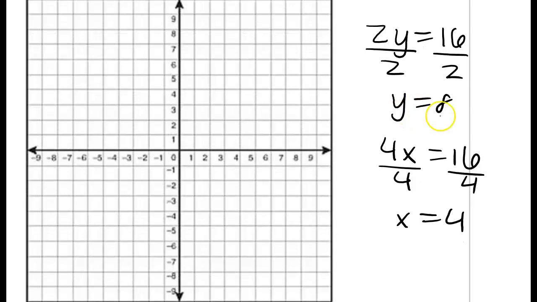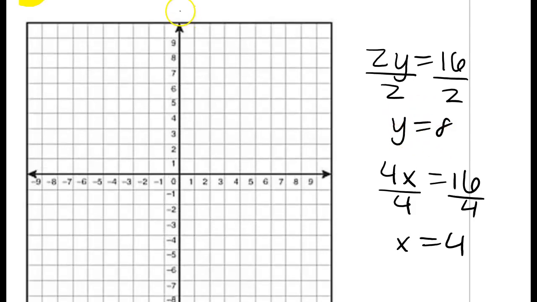Let's go where it says y equals 8. Find the y-axis, that's the one that goes up and down. Positive 8 is up here. Put a point. Find the x-axis that goes left to right. Find positive 4, that's over here. Those are your 2 points. All you need to do is connect the dots, and that's your graph. And that is graphing lines in standard form.